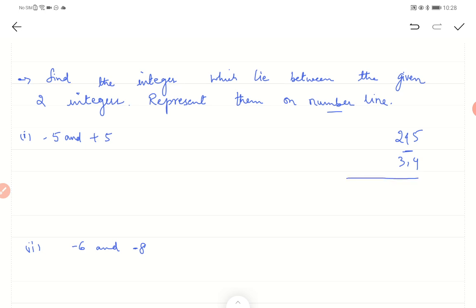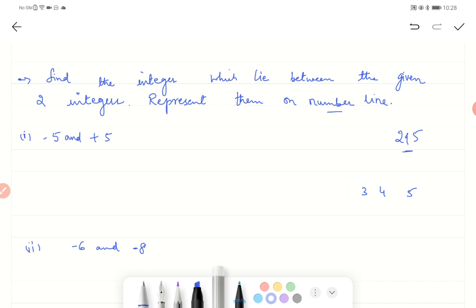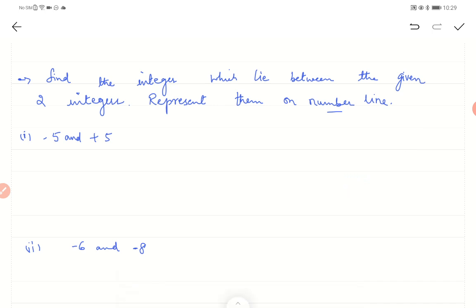If I place it on the number line, whole numbers, if here it is 2, then it will be 3, 4 and 5. Like this you'll go for whole numbers. In a similar fashion, we want to find the integers between these numbers and represent them on a number line. So minus 5 and plus 5, how many integers will you get between minus 5 and plus 5?